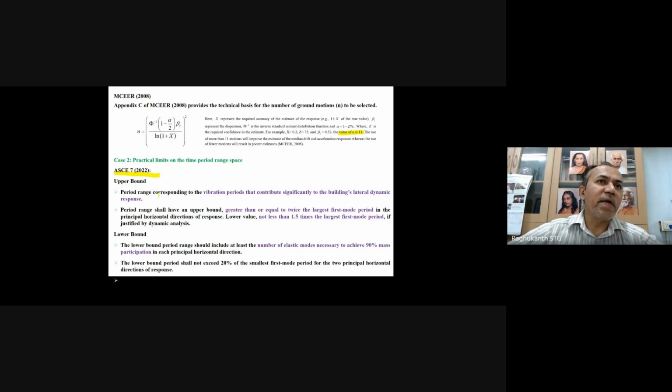It says that the period range, say vibration periods around that range, and if you can match, they say it is sufficient actually. And they also say that the upper bound is greater than or equal to 1.5 times the first measured period. So all these guidelines they have given. So this is for the upper bound. Similarly, they also give a lower bound.